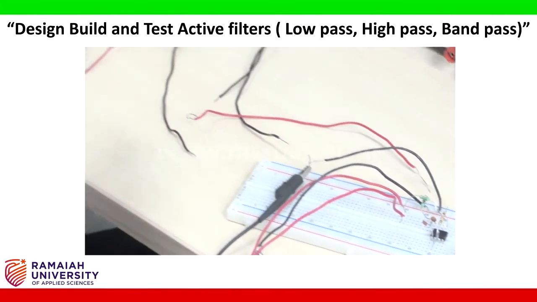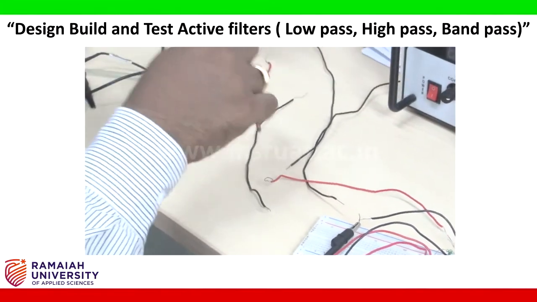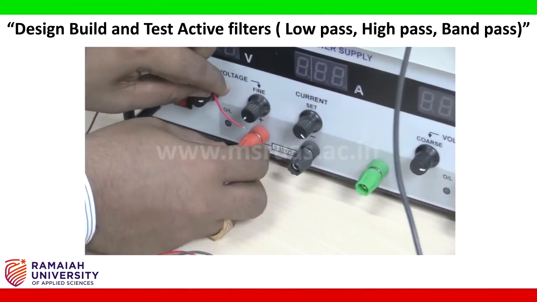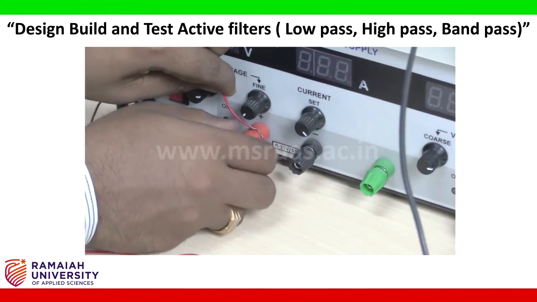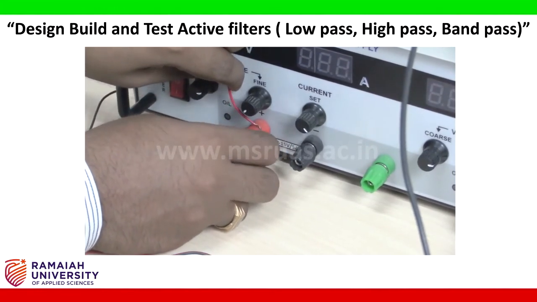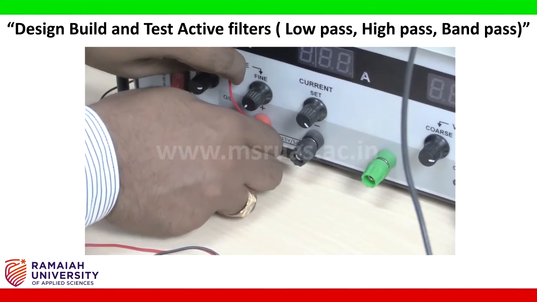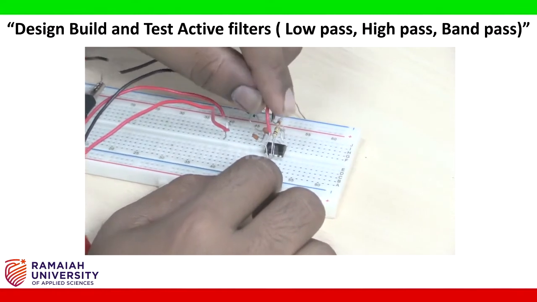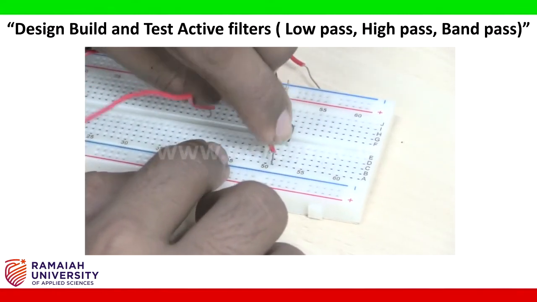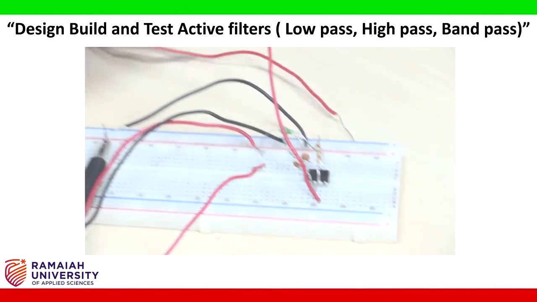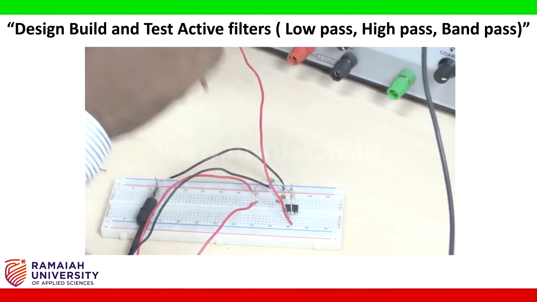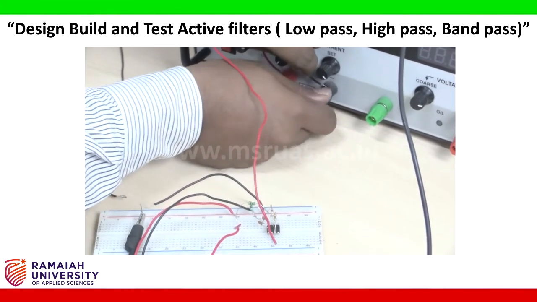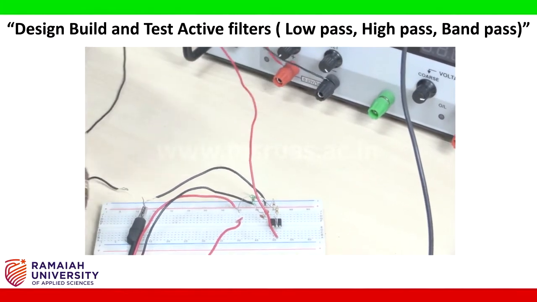Next I am taking the DC regulated dual power supply. So I place the positive to pin number 7. 5, 6, 7. This is pin number 7 I placed here, and the negative I give to ground. This is the ground connection.